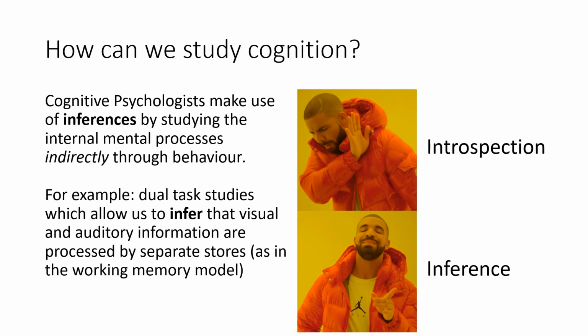Instead, we can make use of something called inference. So inference is where we study the internal mental processes indirectly by looking at the behaviours which we can directly observe. For example, a dual task study allows us to infer that visual and auditory information are processed by separate stores, as in the working memory model. So the difference in task performance is something we can directly observe, and from that we make an inference about the fact that those different kinds of information are processed by different stores in short-term memory.